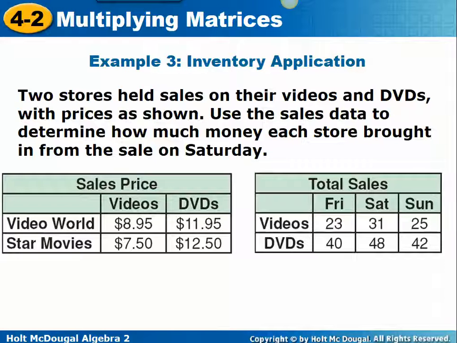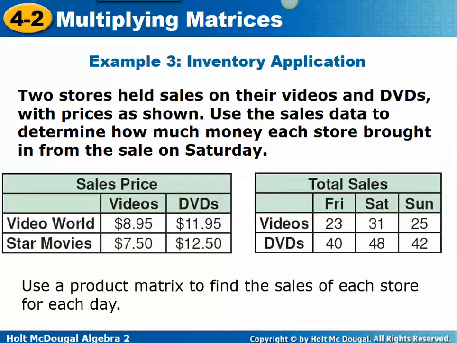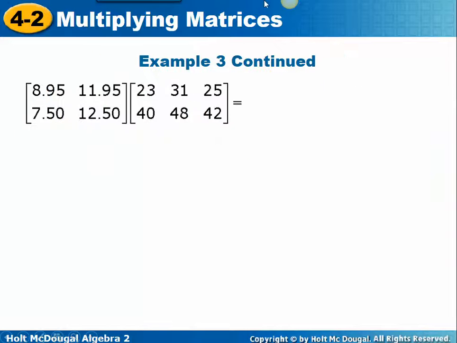This is an example of a real-world situation where you might need to multiply matrices. We've got two different matrices here. We've got a sales price of videos and DVDs, and then another one that says how many videos and DVDs were sold on different days. So if we wanted to find how much were sold at the two different stores for each day, we could multiply the matrices together.